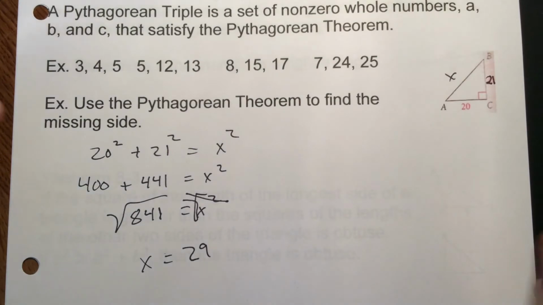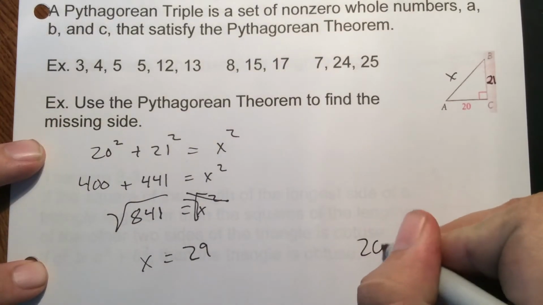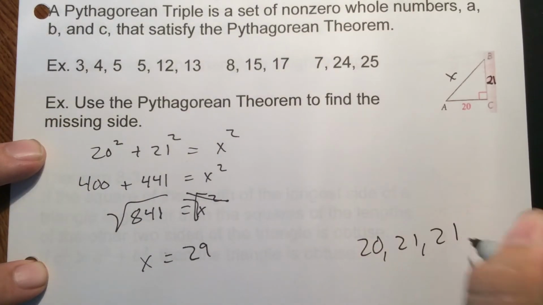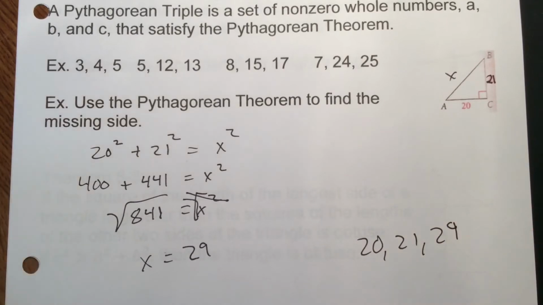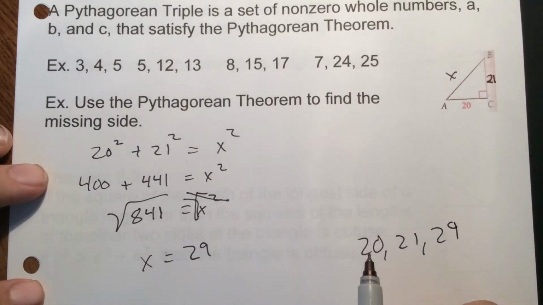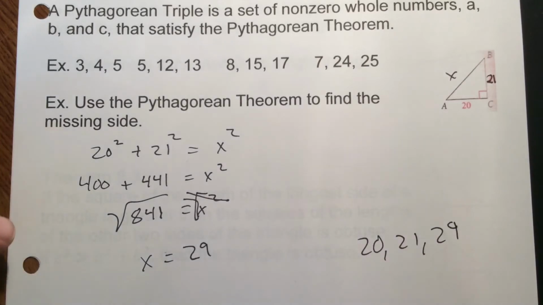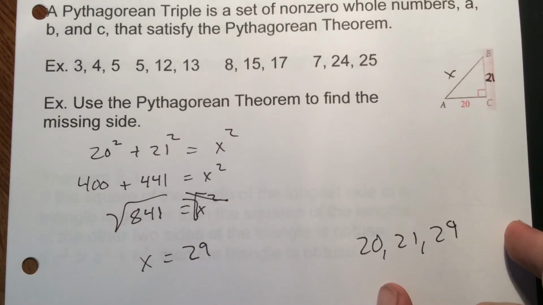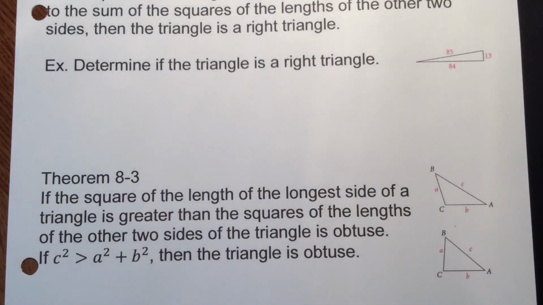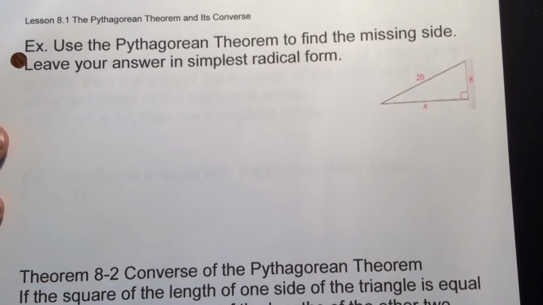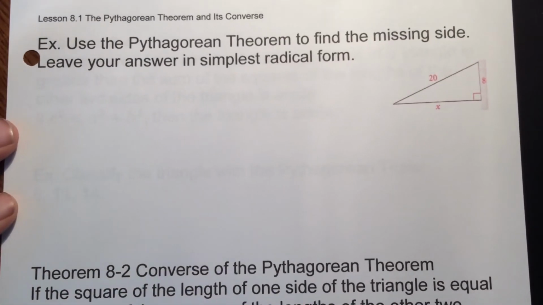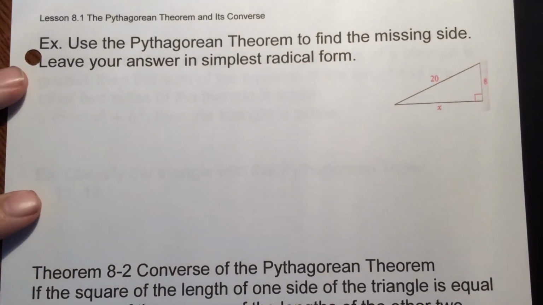So if we write this as a Pythagorean triple, we would write 20, 21, 29. So the two legs are first, hypotenuse last. You write them in ascending order, so smallest to biggest. So, what if we're missing a leg instead of a hypotenuse? Well, we're still going to set it up the same way.